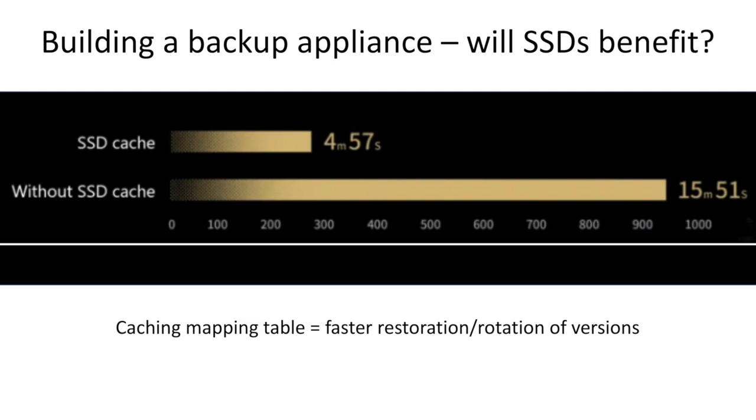And the reason for this is a caching mapping table that's stored on the SSD cache. This directs the restore task or the rotation task directly where it needs to go in the whole storage and in the whole data that's being backed up. So it really speeds up the whole process.